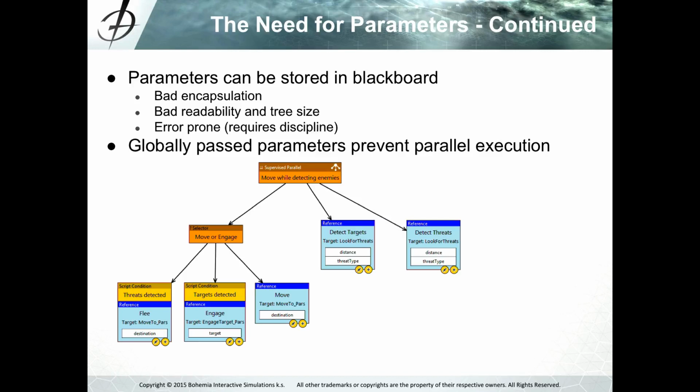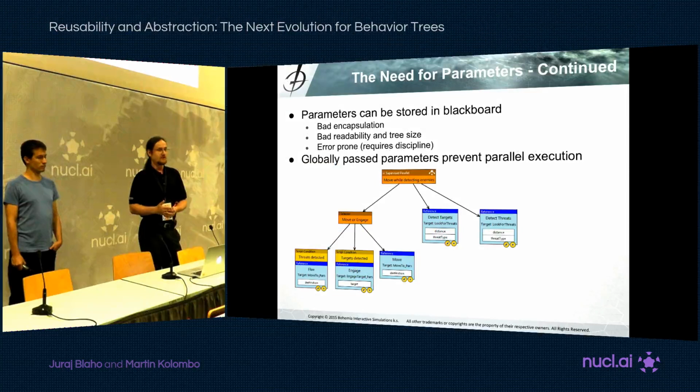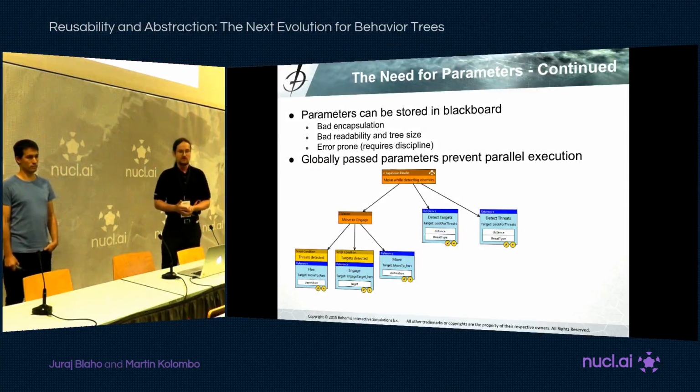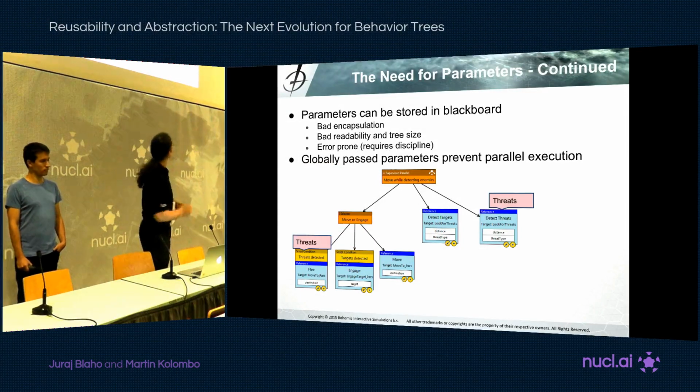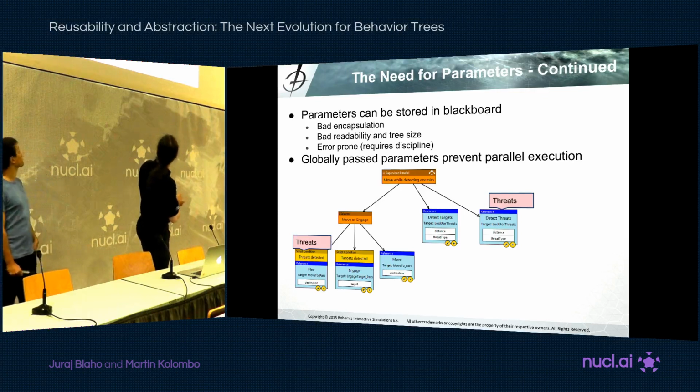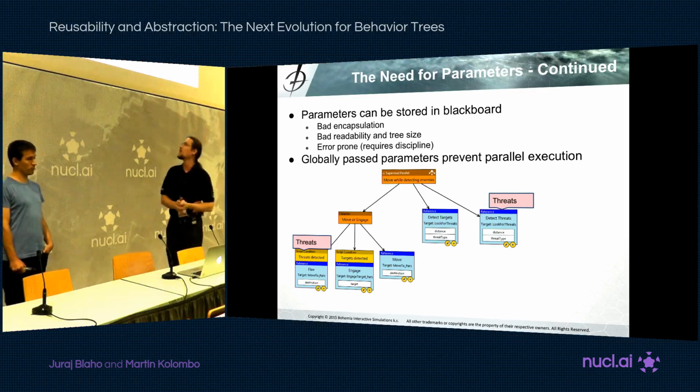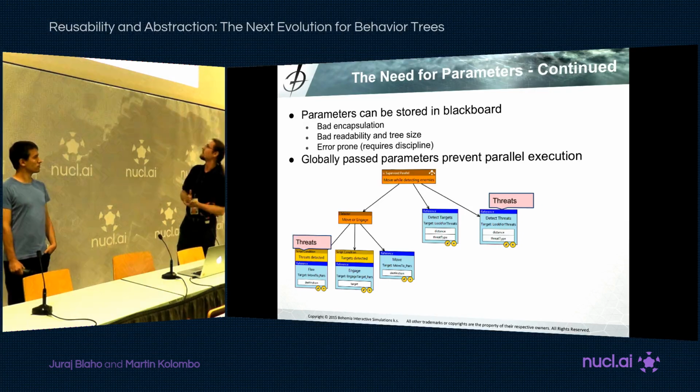There's also one more interesting drawback, and that's if we store the parameters globally, we can't reuse the same tree in parallel execution. So I've prepared a small example to illustrate that because it's not so straightforward. The tree that I have here is a variation of what I was showing. Basically it selects between a flee, engage, and move behavior.